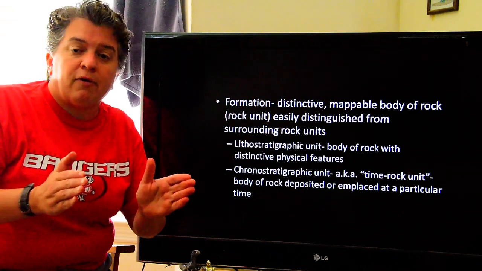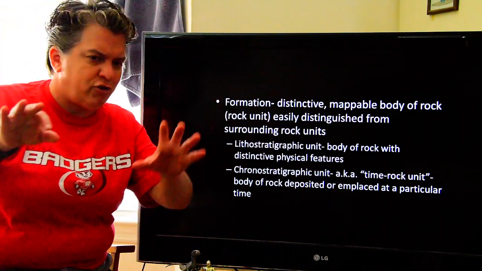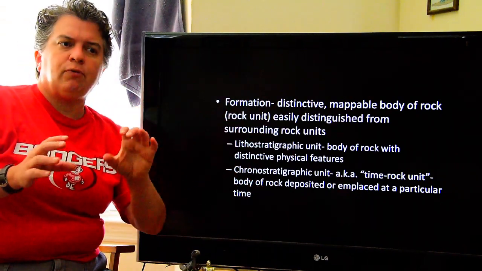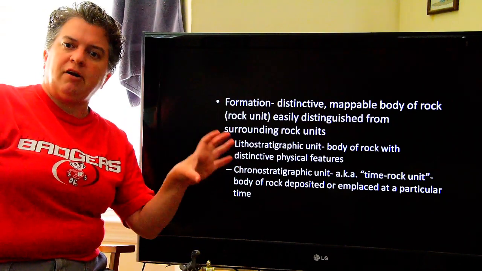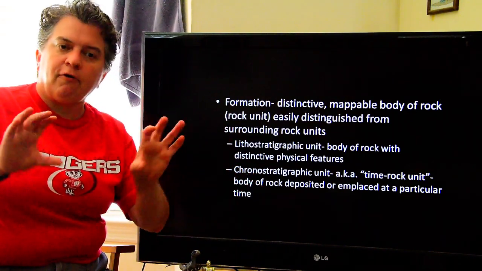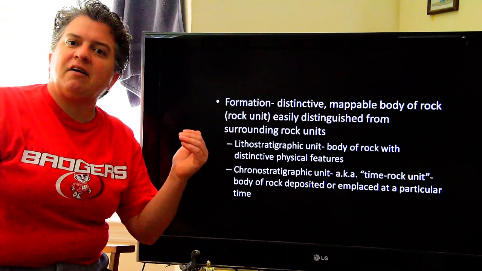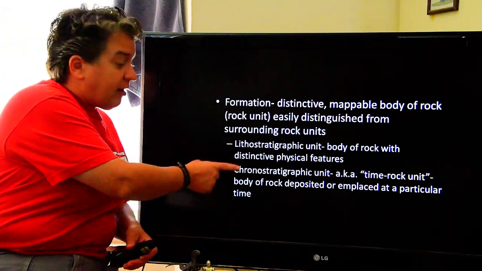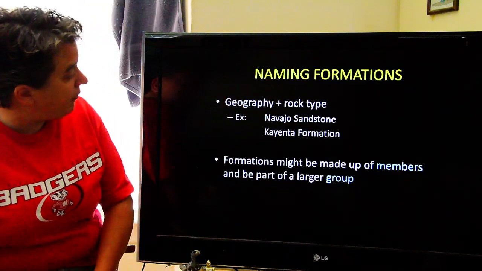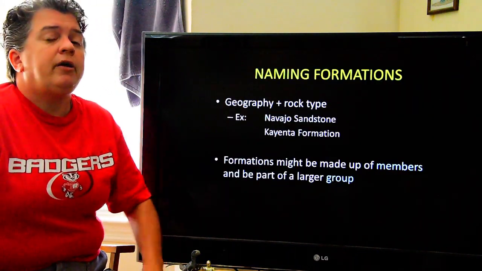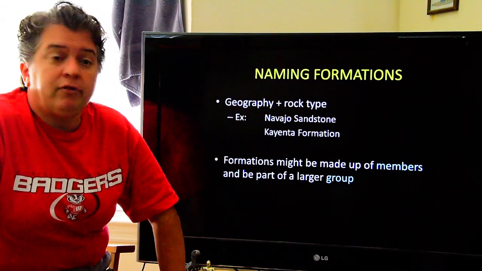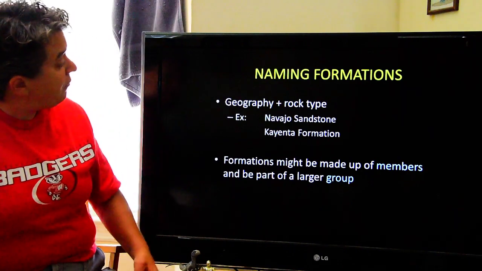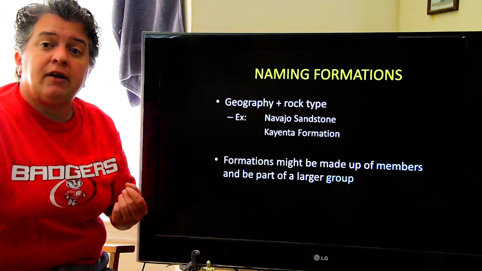The lithostratigraphic would be sandstone, shale, limestone. So just make sure you know the difference between a body of rock deposited at the same time versus a body of rock that has exactly the same characteristics. So that's our lithostratigraphic versus chronostratigraphic units. Now, typically your rock formations are going to be lithostratigraphic. They're going to be based on physical characteristics, and these get specific names.